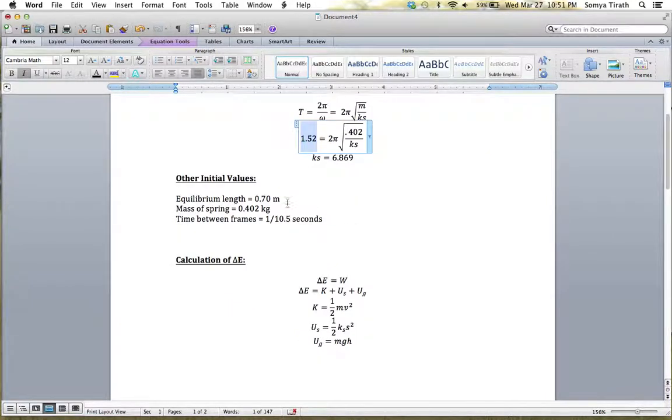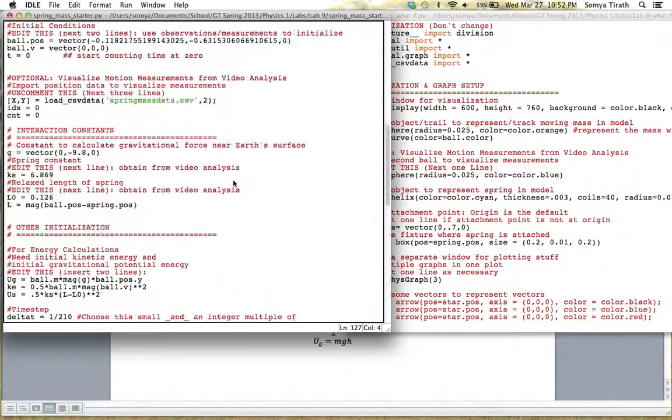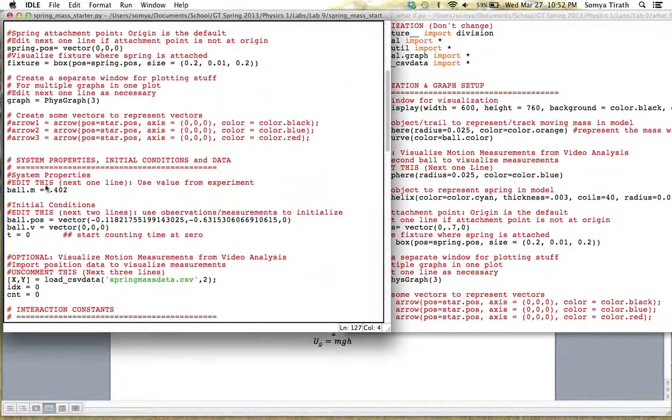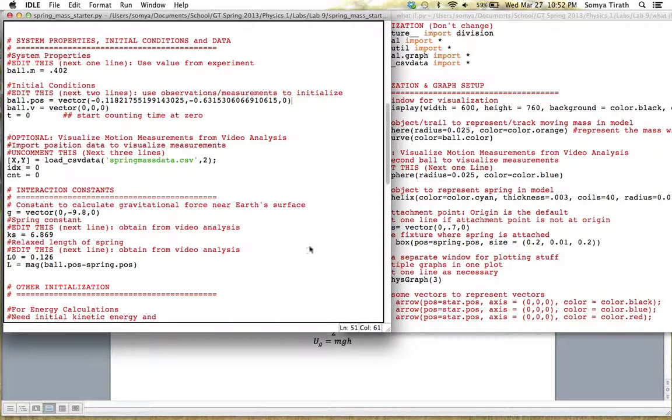The other initial values that we used were that the equilibrium length was 0.7, the relaxed length of the spring was 0.126, the mass of the spring was 0.402, and the time between frames was 1 over 10.5. So those numbers were all plugged into Python. Here's the ball's mass and the initial position vector found from the Tracker video. They were all plugged in.